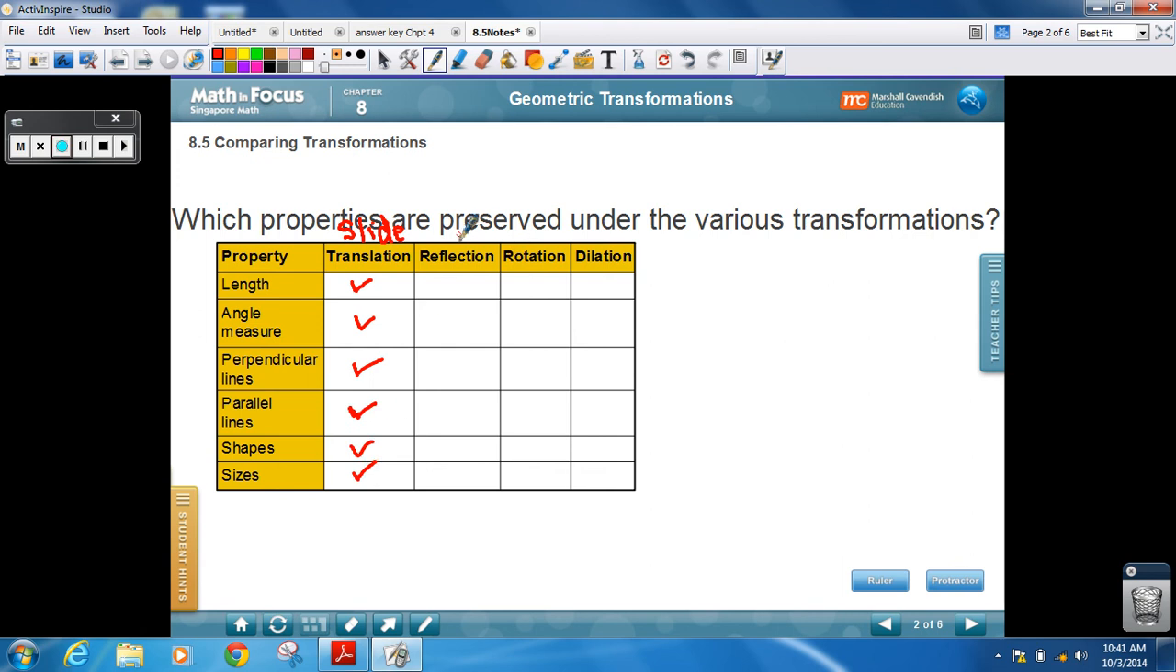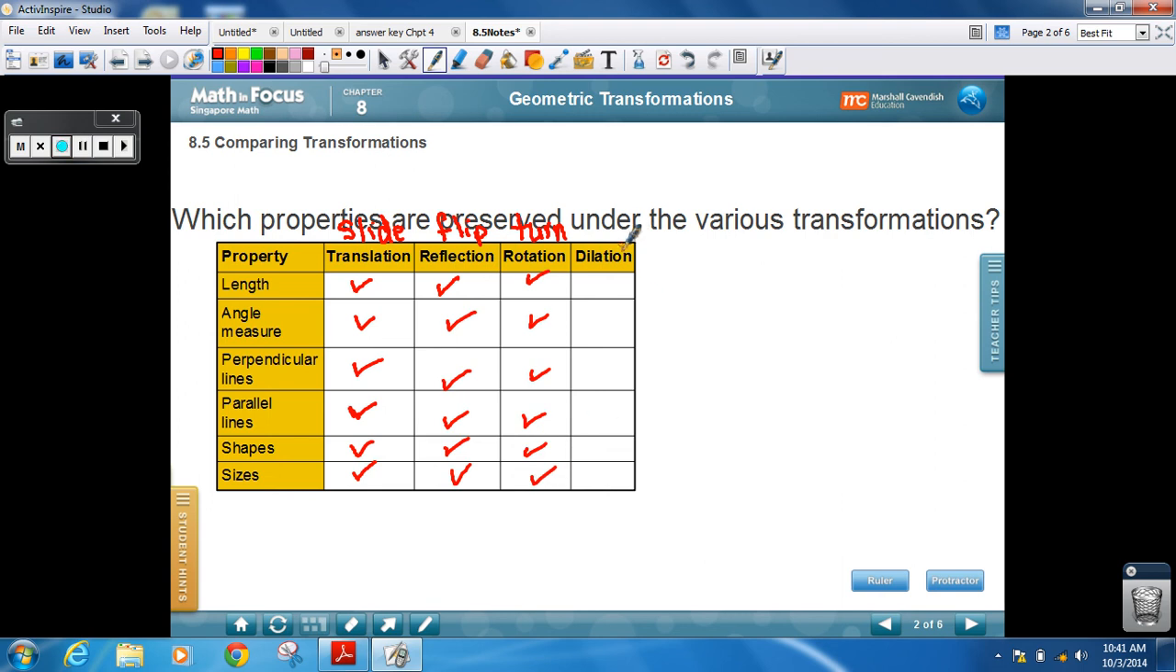A reflection then is what we consider a flip, and those are all true also for a reflection. The size, everything stays the same. The rotation is a turn, and the size and everything also still stays the same.